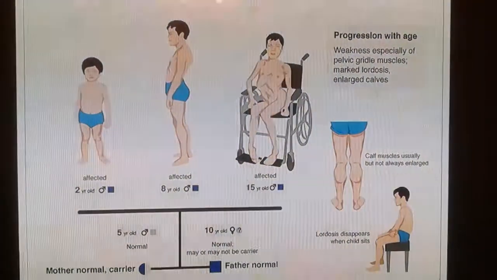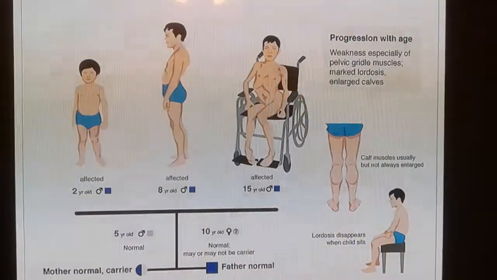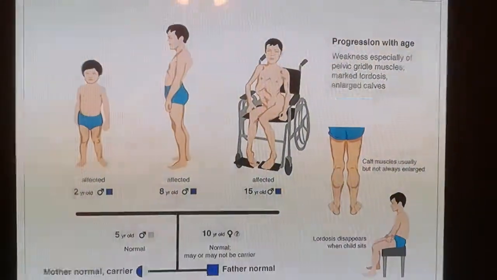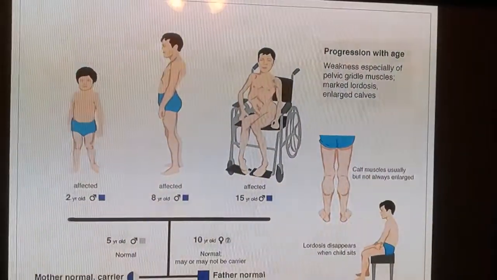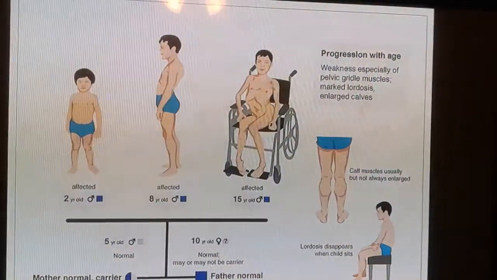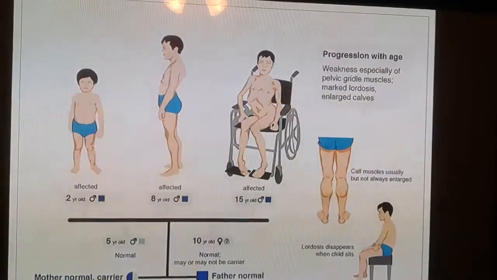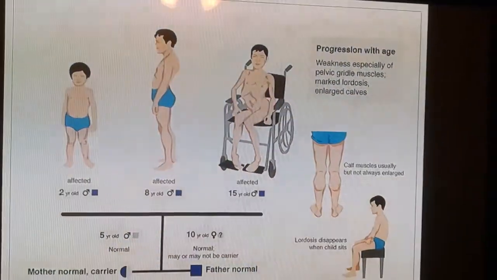This slide shows the progression of muscular dystrophy with age. 2 years old are affected. At 8 years old, they're also highly affected, as you can see, lordosis, and by 15, they need a wheelchair.